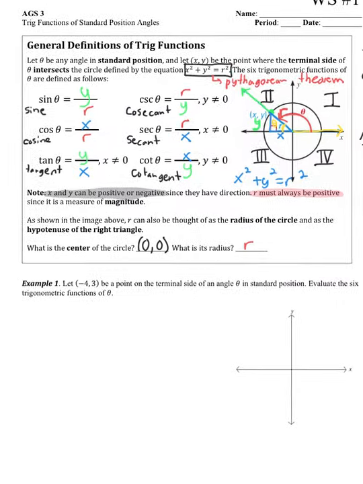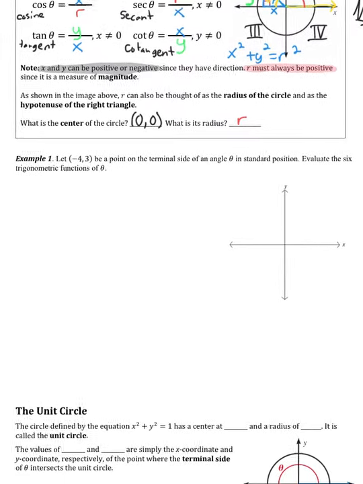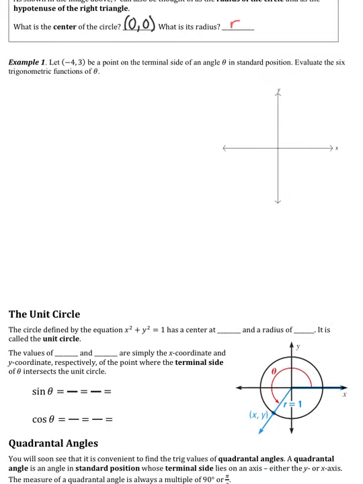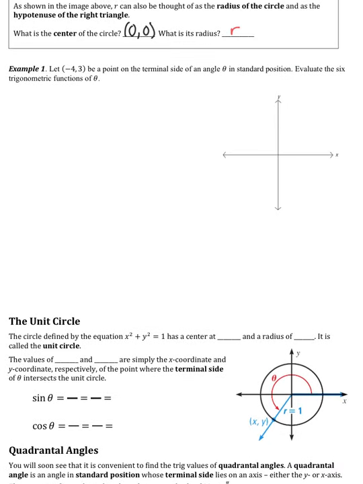Okay, now let's do an example. It says example 1, let -4, 3 be a point on the terminal side of an angle theta in standard position. Evaluate the 6 trigonometric functions of theta. So first thing we're going to do is find the point -4, 3. So there's -1, -2, -3, -4, 1, 2, 3. So it's going to be over here. There's the point, -4, 3.